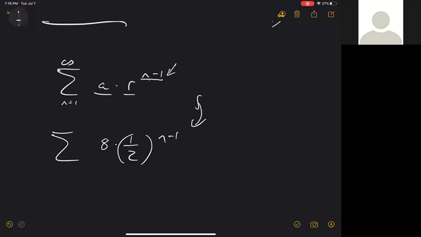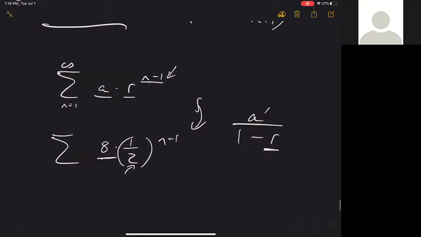When I plug that into my formula, where the sum is A over 1 minus R, I know this 1/2 should be my R. And then what else is there? There's this 8, so that should be my A, as long as I have the right layout of my series.